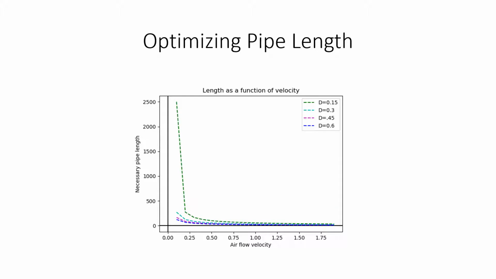We also did the same with velocity, and you can see that as the velocity increases, the necessary length of pipe decreases as well. So in order to get a short enough length of pipe that we can do this project without needing 50 or 60 meters of pipe, we just need a slightly higher airflow velocity and a slightly larger diameter.